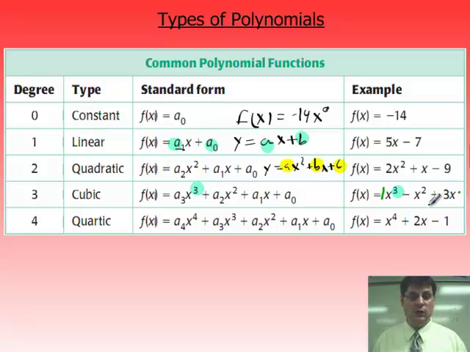And then finally we have a quartic, and a quartic function has a degree of 4. So an example of a quartic function would be f of x equals x to the 4th plus 2x minus 1. Notice that we don't have an x cubed or an x squared term in this example, but it's still quartic because the largest degree, or the largest exponent, is 4, so it will still look like a quartic function.